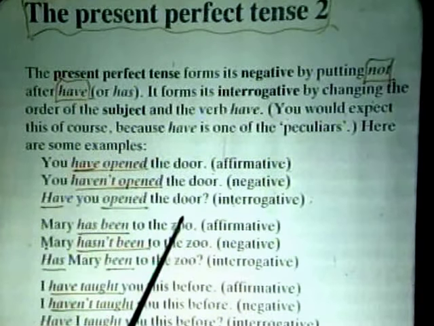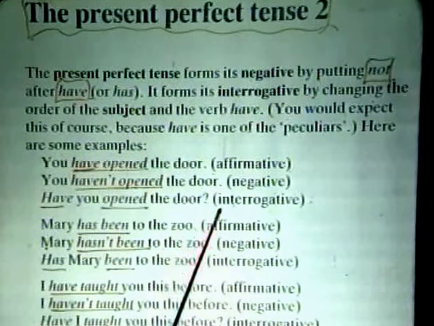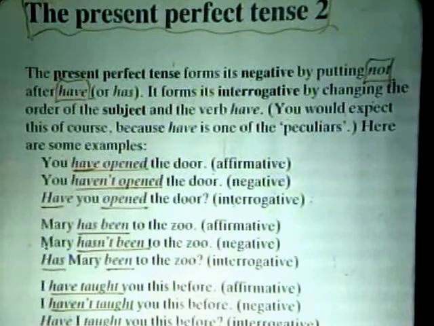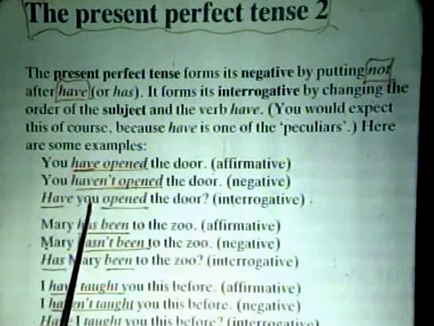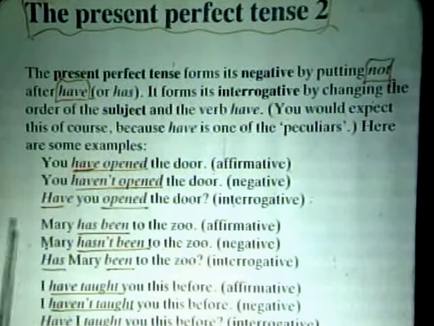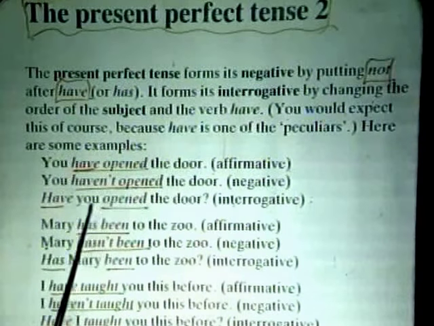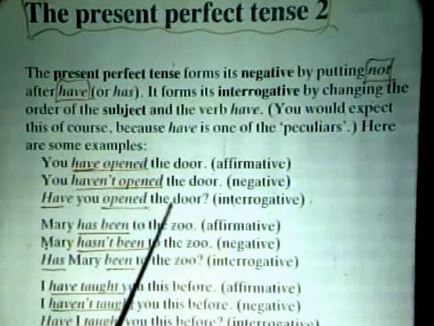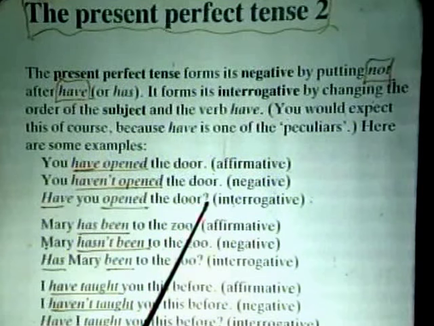Then we also have the making of questions, the interrogative form. How do we do it? We bring the auxiliary before the subject and make it a question. For example, you have opened the door. We made it like this: have you opened the door? This is the interrogative sentence here.